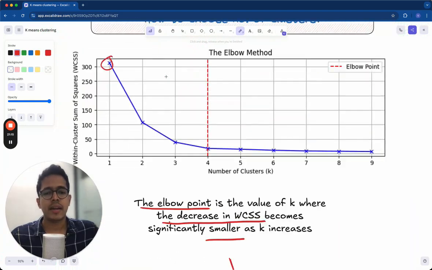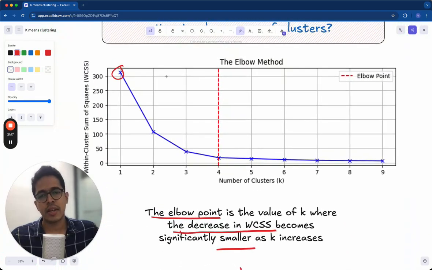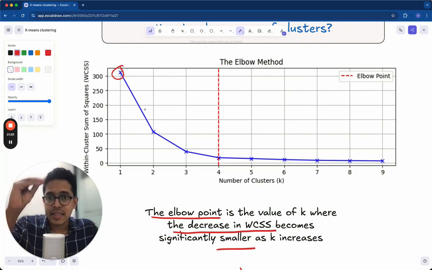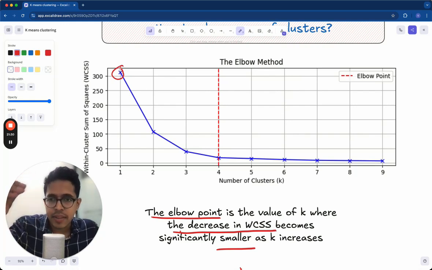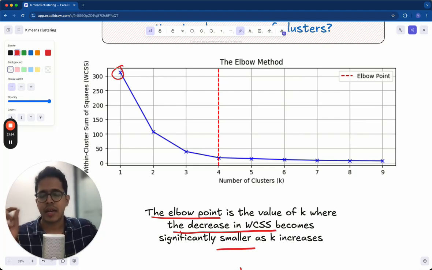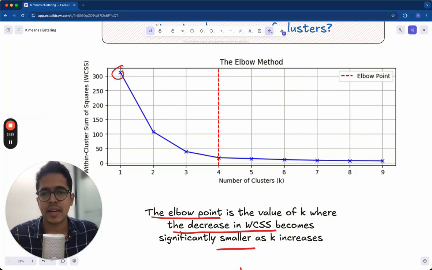And we can see that based on something called the elbow method. What the elbow method says is, the elbow point is the value of k where the decrease in within cluster sum of square becomes less significant. I'll show you a very specific example so that you can understand what exactly this means.